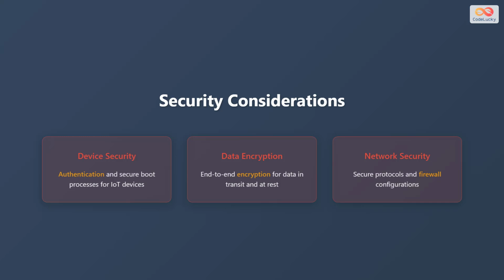Security is paramount in IoT systems to protect sensitive data and prevent unauthorized access. Some important security considerations include device security, which involves authentication and secure boot processes for IoT devices, data encryption, which ensures end-to-end encryption for data in transit and at rest, and network security, which includes secure protocols and firewall configurations.